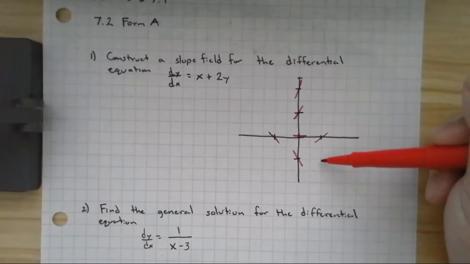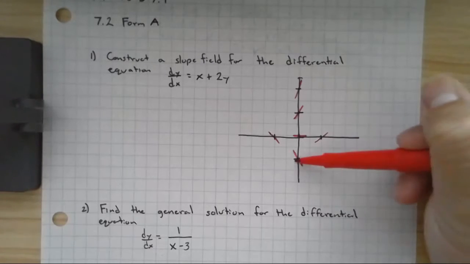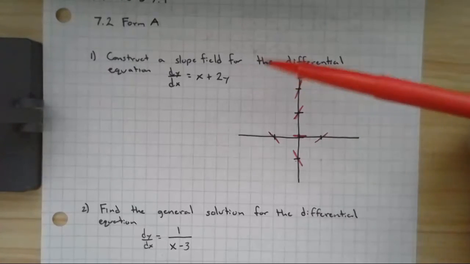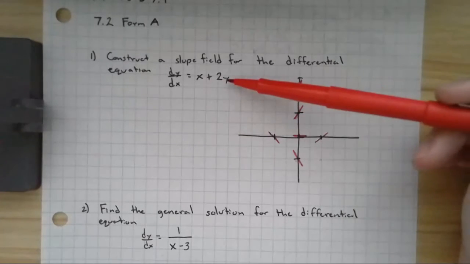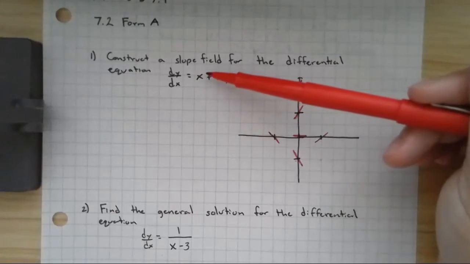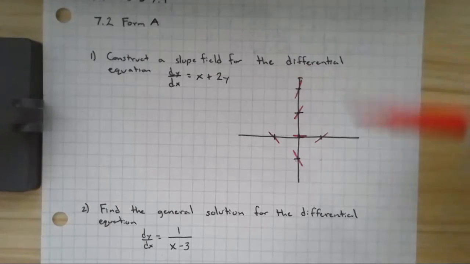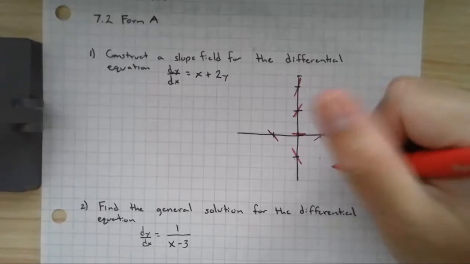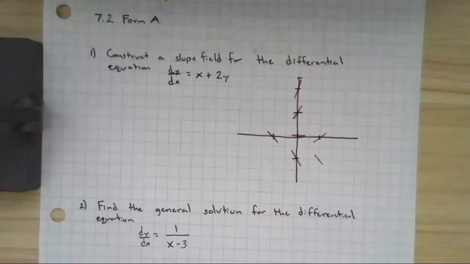Now, let's plug in this point here. This point right here is positive 1 for x, negative 1 for y. So you're going to plug this in. Positive 1 for x, negative 1 for y. That's going to be 1 plus negative 2, or 1 minus 2, and I get negative 1. So a slope of negative 1 is approximately like that.